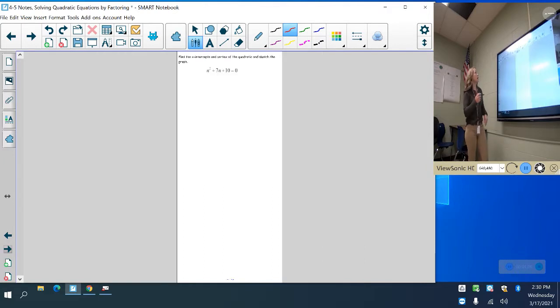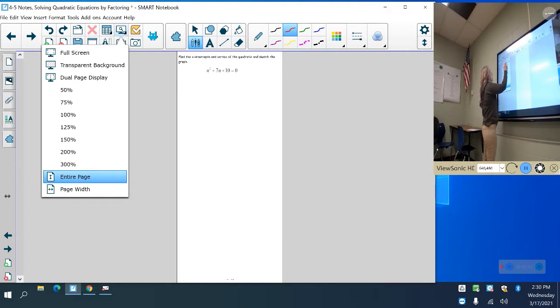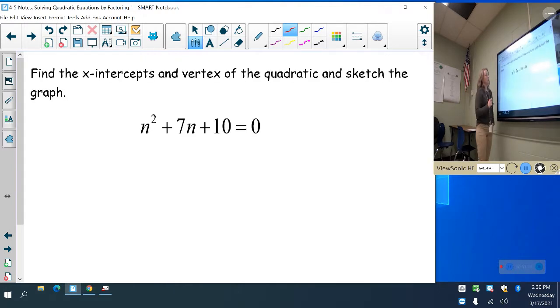Now we already know how to find the x-intercepts based on the first part. So let's do that first, because the directions say find the x-intercepts and vertex of the quadratic equation and sketch the graph. First thing I'm going to do is set it equal to 0. It already is. Look for a greatest common factor or a negative out in front. I don't have any, so now I'm going to factor it into two binomials.